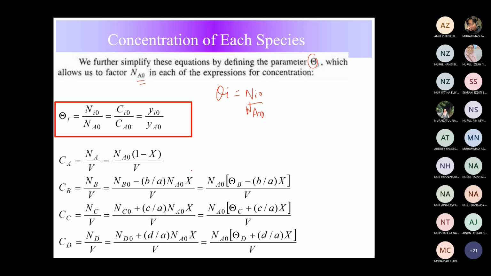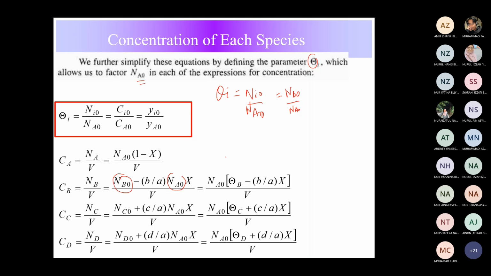Let's say you want to convert the concentration of B. So this should be NB naught over NA naught. I is a species of any compound, can be B, C, D, E, F, and so on. So from here, if you can see, to convert into theta, we need to divide by NA naught. So we divide by NA naught here.